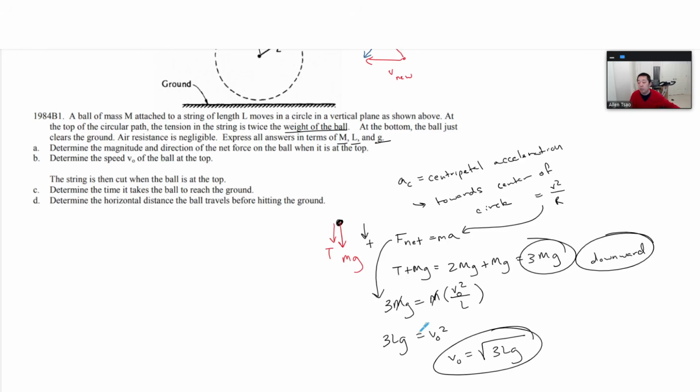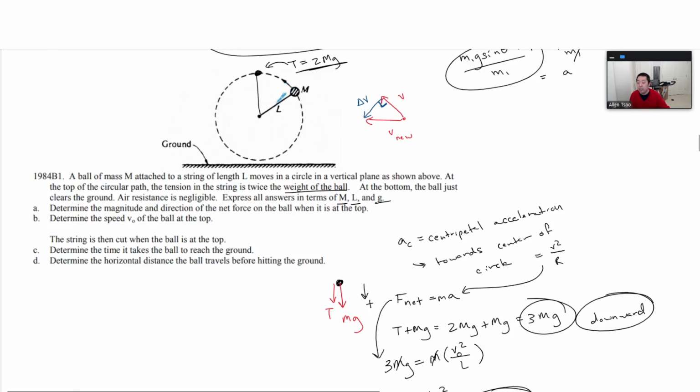Okay? The string is then cut when the ball is at the top. So at the top, the string is cut. So what's changed now is there's nothing holding it here. But it was moving with the speed v0. So now it's moving at v0 horizontally, right? Horizontally because its velocity was tangent to the circle.